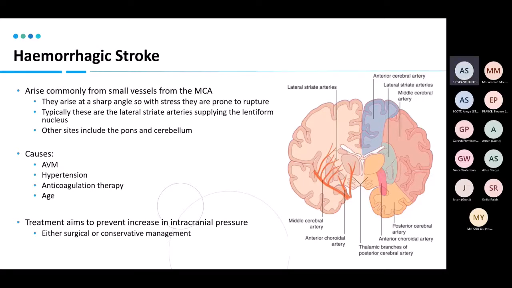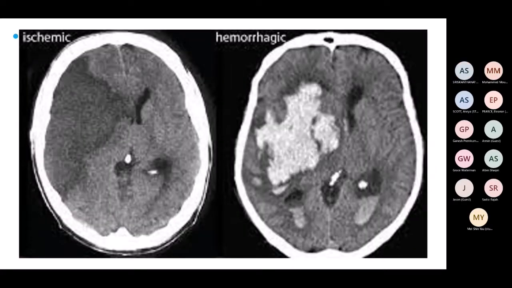The main aim of treatments for this is to reduce that intracranial pressure, and it can either be conservative management, and a lot of it does tend to be conservative management, especially if they're elderly and have loads of comorbidities, or surgical management where they do surgery just to reduce that pressure.